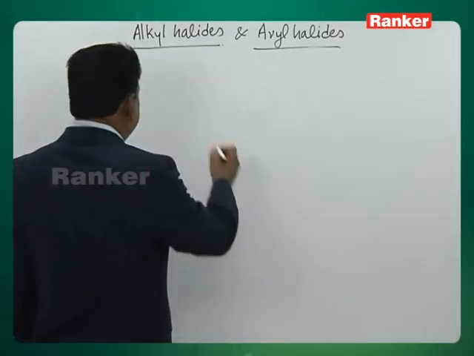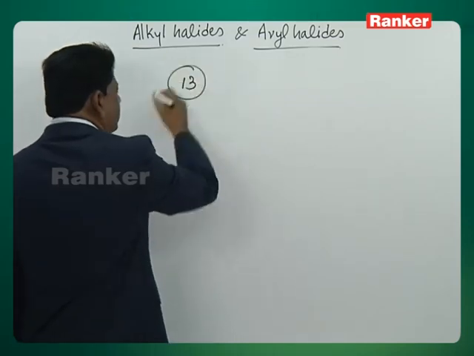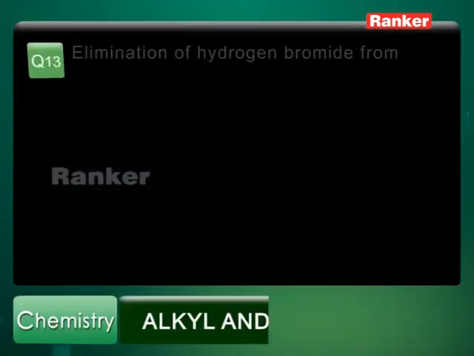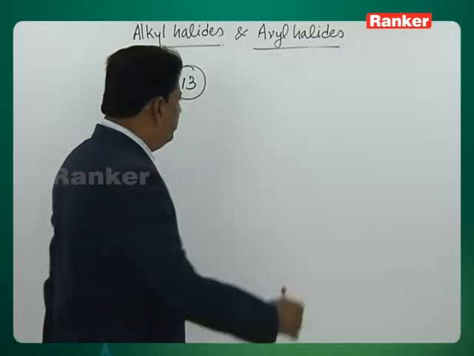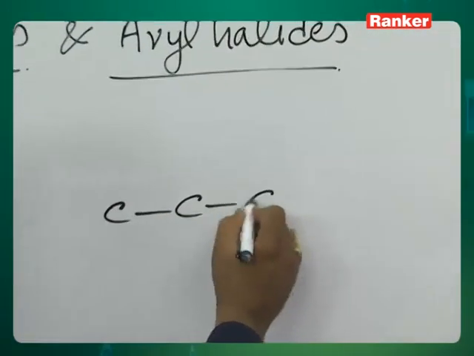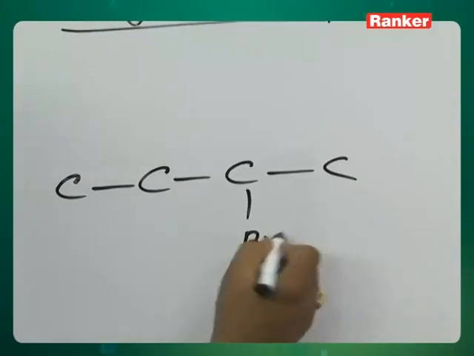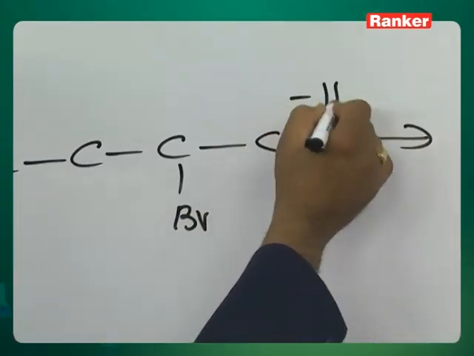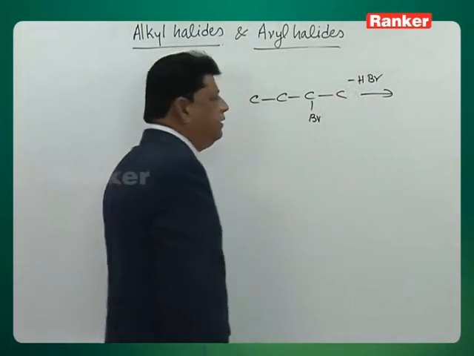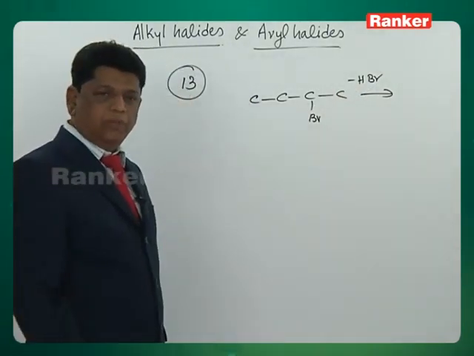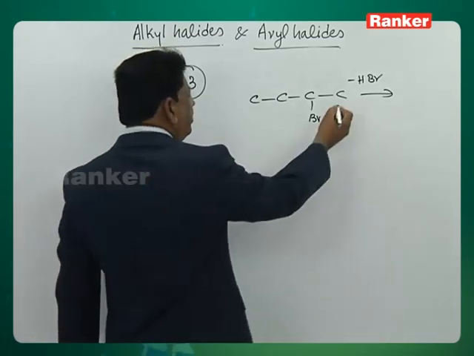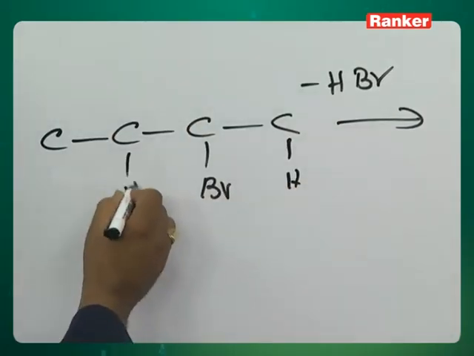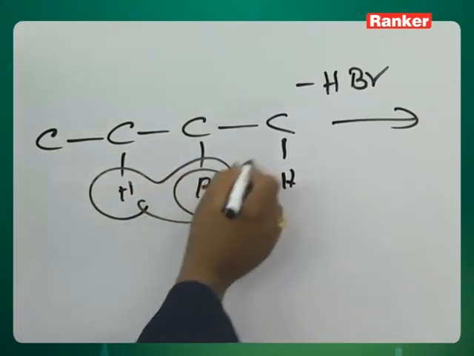So let's go to the next question, 13th question. The elimination of hydrogen bromide from 2-bromobutane results in the formation of... So 2-bromobutane means we have a bromine here and we are eliminating the HBr, that is, hydrogen bromide is eliminated, dehydrobromination. So in this reaction we have hydrogen from that side as well as this side. So either of these two can be eliminated.